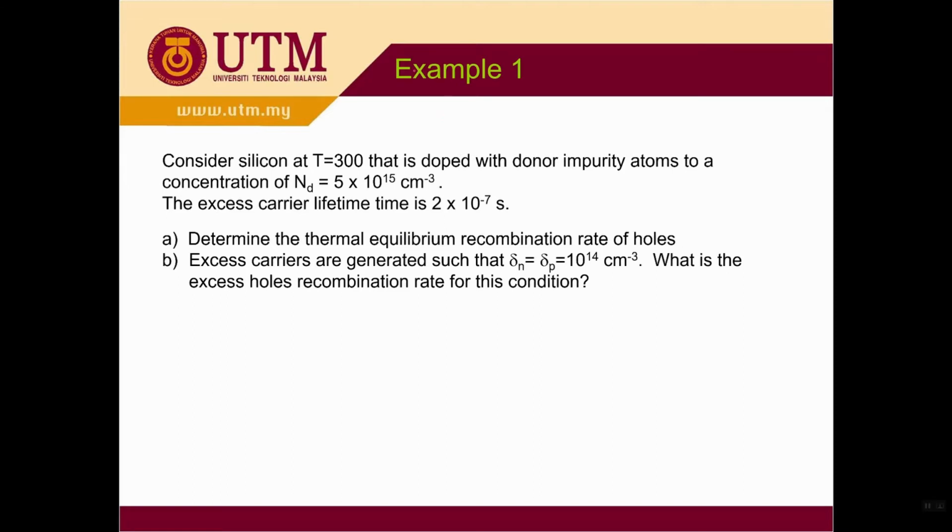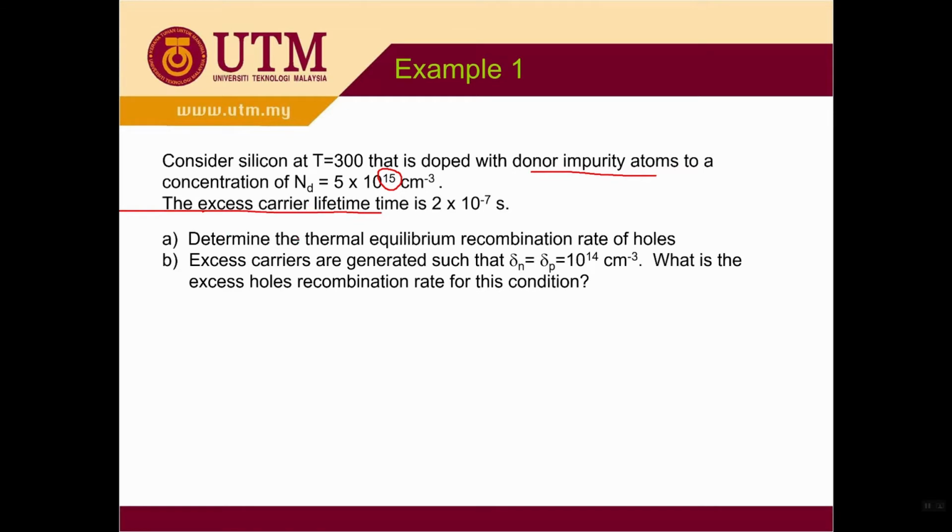Now let's look at example 1 on excess carriers. Consider we have silicon at temperature T equals 300 K, doped with donor impurity atoms at a concentration of 5 times 10 to the power 15. Make sure that you change it to 15. The excess carrier lifetime is 2 times 10 to the power negative 7 second. This is the excess carrier lifetime.